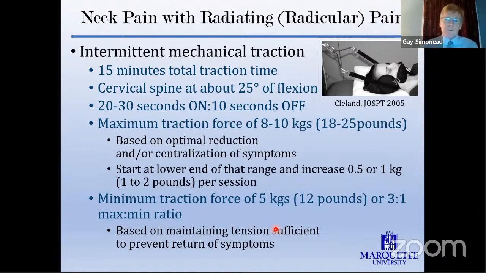One intervention also used by all those studies that address radiculopathy is intermittent mechanical traction, typically done following those details here, typically for about 15 minutes, typically with the spine in a little bit of flexion. The traction time should be 20 to 30 seconds with a 10 second relaxation time in between. Typically, the traction force will be somewhere between 8 and 10 kilograms. It should be enough to relieve the symptoms in the upper extremity. And then the off time is not completely off. You should leave a little bit of tension on the traction so that it's about half or so of what you apply during the maximum traction force, so maybe about 5 kilos.